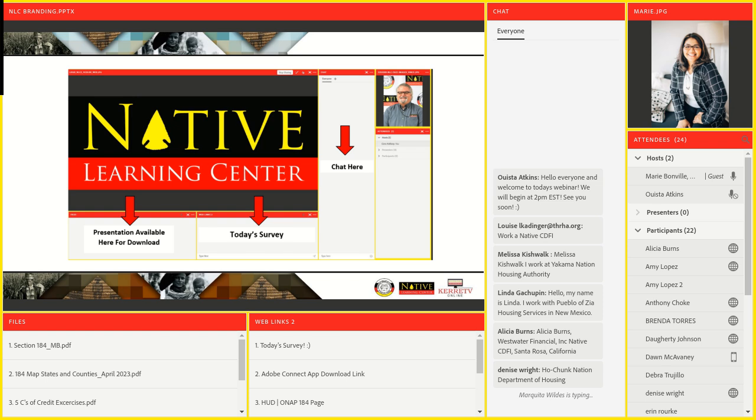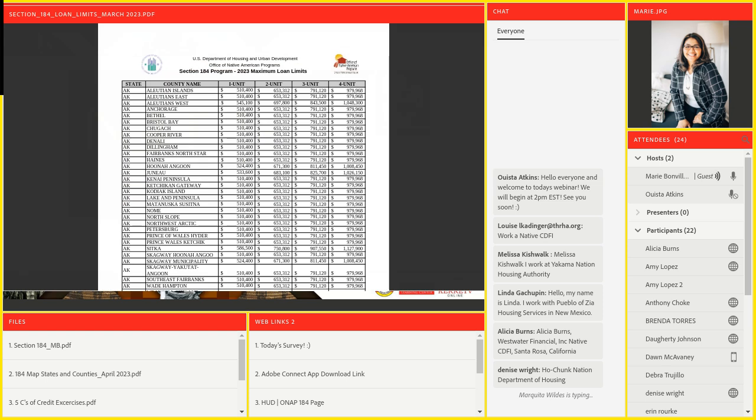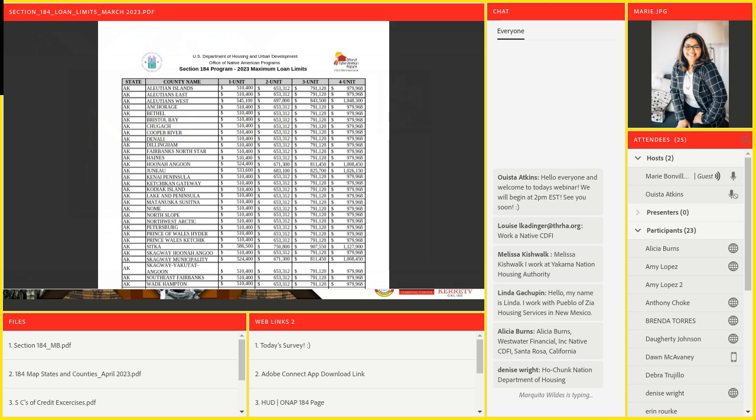And now, last but not least, Section 184 does have loan limits. What that essentially means is that although there are no income restrictions, meaning a client can make as much money, as far as income is concerned, as they do, right? That's not an issue, which is helpful.